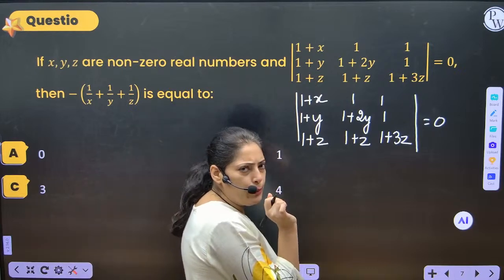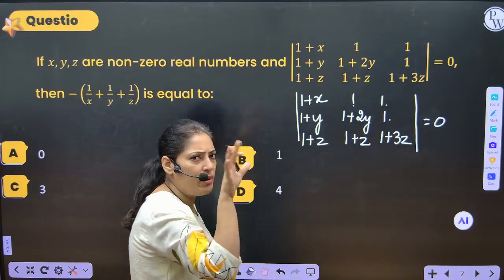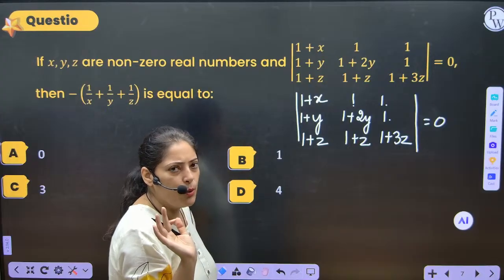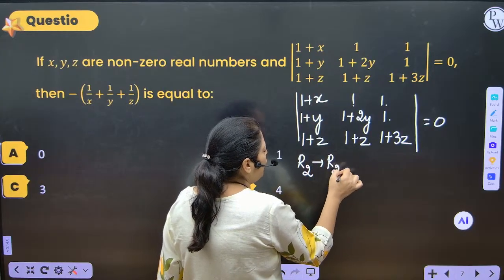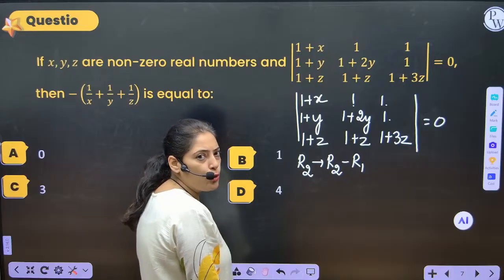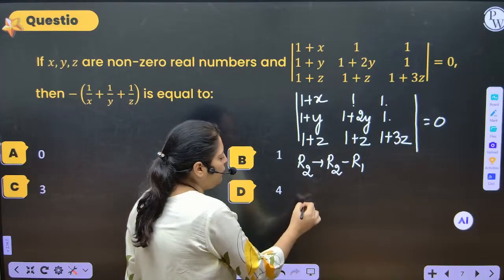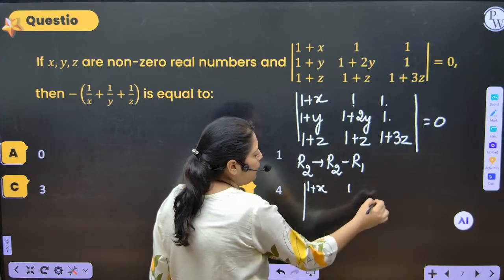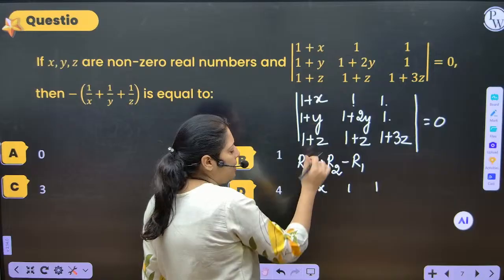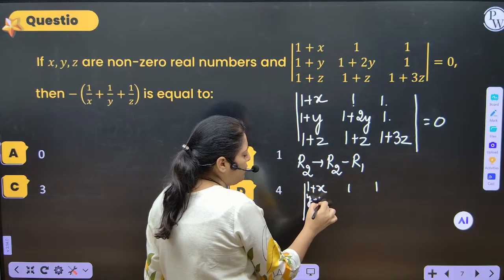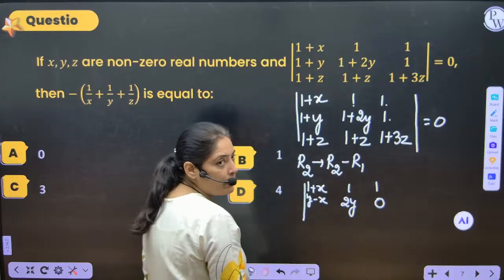Alright, that day I told you, we have done this question. Whenever we see so many ones, ones, ones, try to make them zeros. Now what I can do is subtract row 1 from row 2. First element will remain the same, 1 plus x, 1 and 1. When you subtract these two elements, it will become y minus x. This will become 2y and this will become 0 because 1 minus 1 is 0.